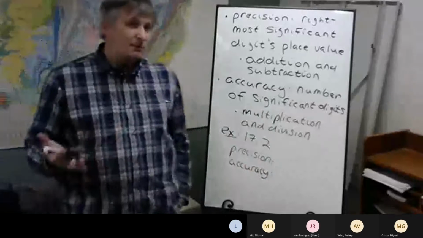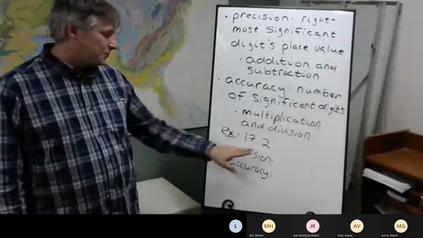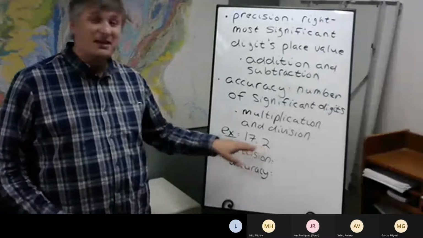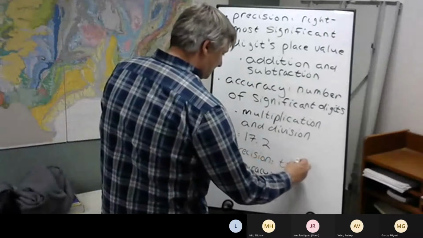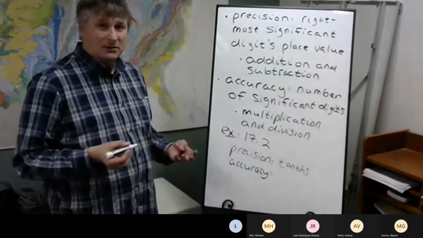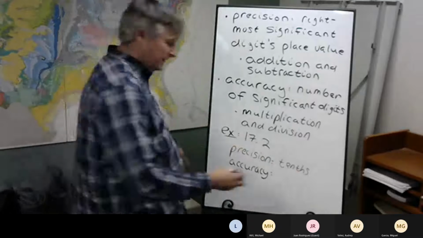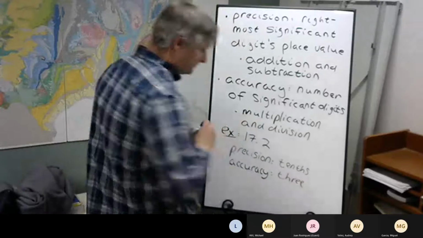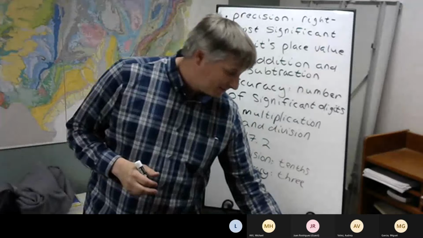So precision is about the place value of the rightmost significant figure. For this one, the rightmost significant figure is a 2, and this is in the tenths place. So it's going to be the tenths for precision. Accuracy, well, these are all non-zero numbers, so the accuracy is going to be 3. So, questions about that?